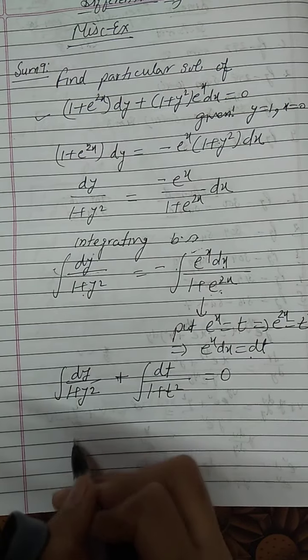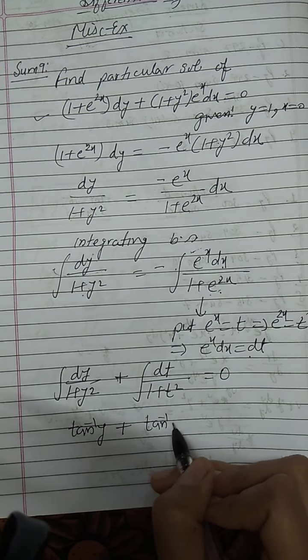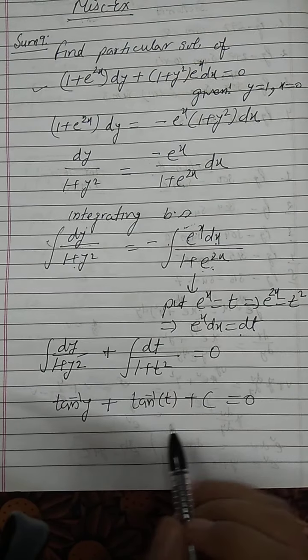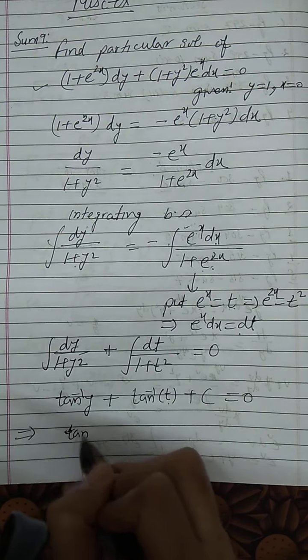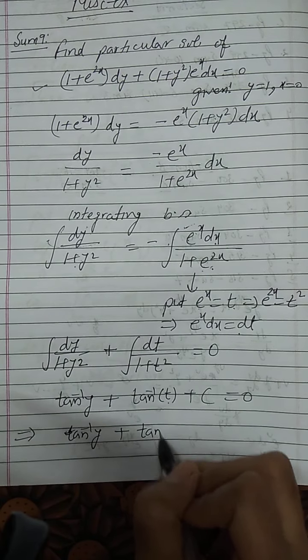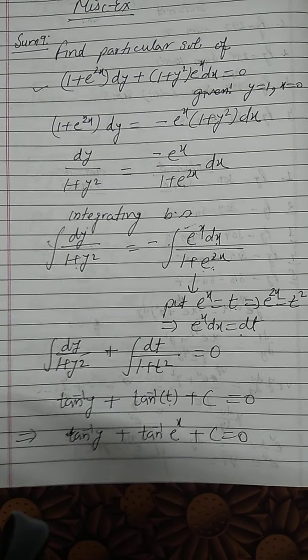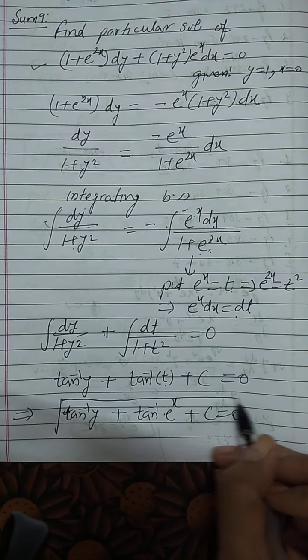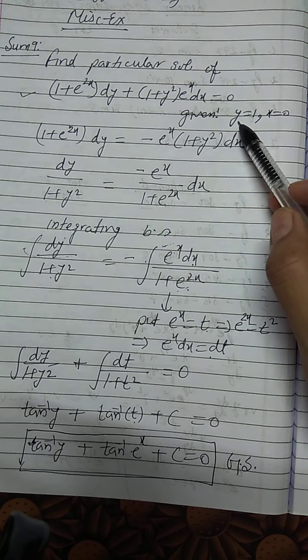Now when we integrate, this will be tan inverse y, and here we get tan inverse of t plus capital C, the constant of integration, equal to 0. The value of t is e^x, which implies we are getting tan inverse y plus tan inverse of e^x plus a constant is 0. Integration is done and the value is substituted back, so this is our general solution.